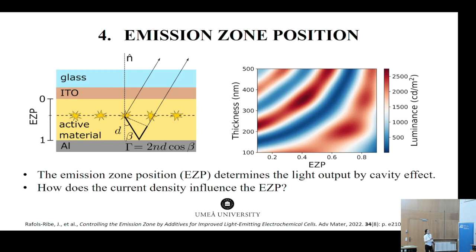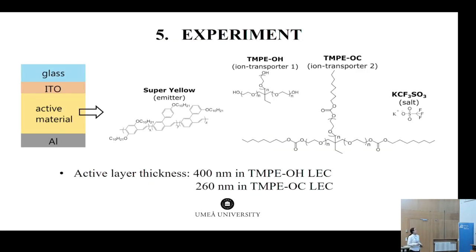From these figures, it's very clearly shown that the different emission zone position is important for the LEC performance. Therefore, for my project, I focus on one of these topics. I want to investigate how this current density will influence the emission zone position.